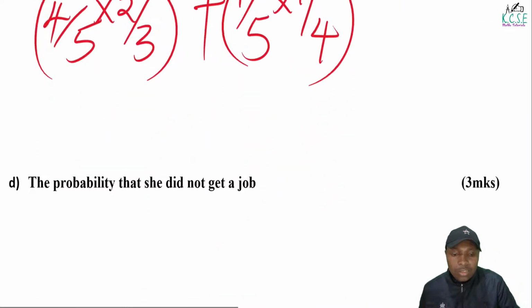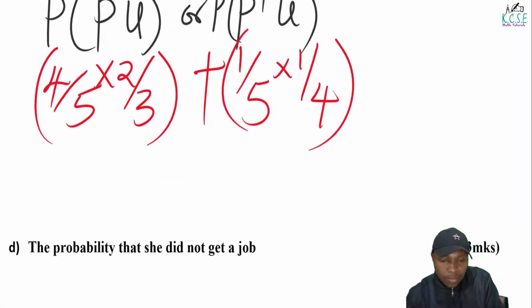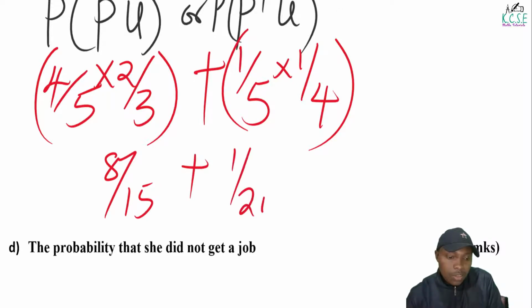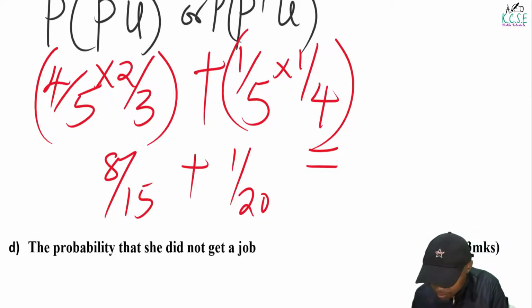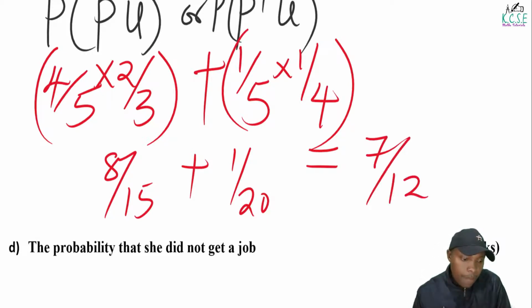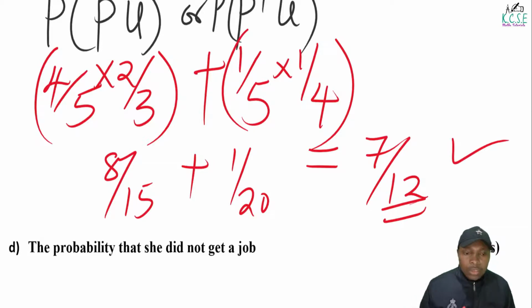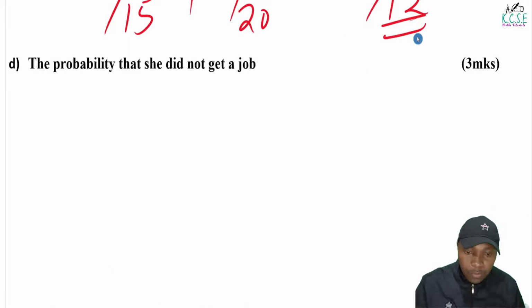So we add these. This will give 8 over 15 plus 1 over 20. And again, when you work out these using the calculator, you get 7 over 12, the solution. So let's go to the third part. Find the probability that she did not get a job.